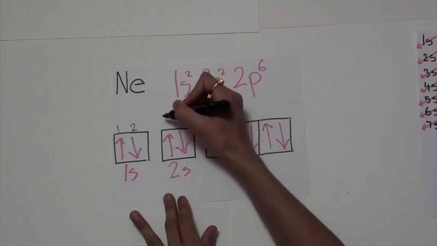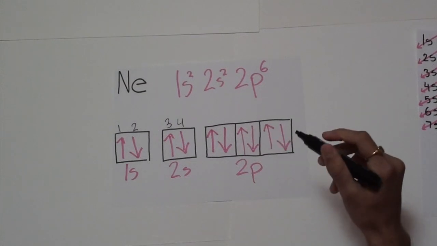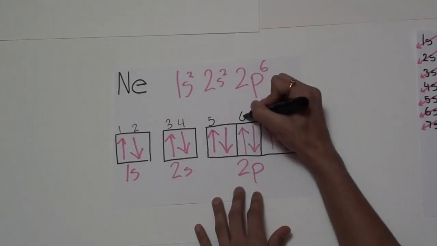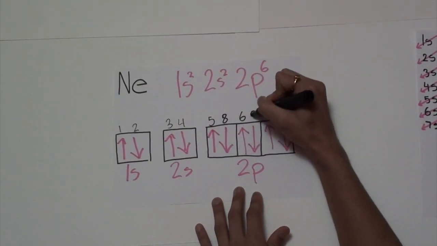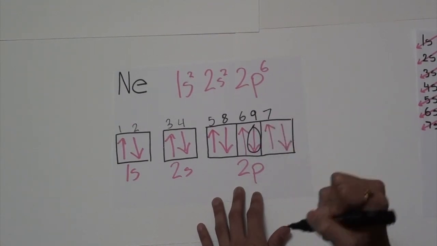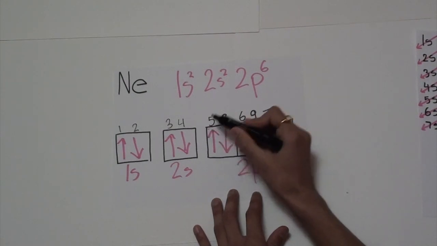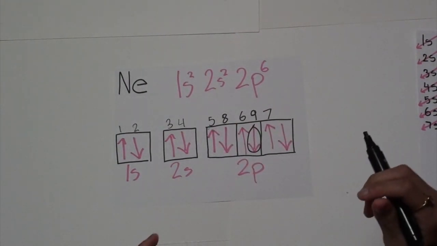2, 3, 4. Now pay attention carefully. You want to count 5, 6, 7, 8, 9. So this is your 9th electron right here. Notice how I didn't go 5, 6, 7. I went 5, 6, and 7. So that's the correct way to count. You count according to your Hund's rule.